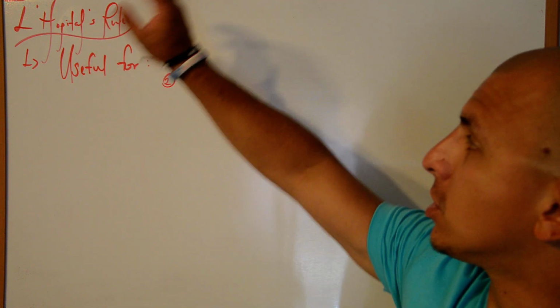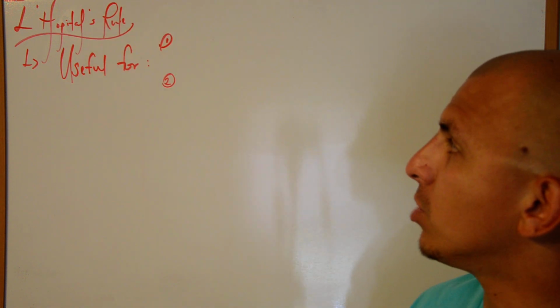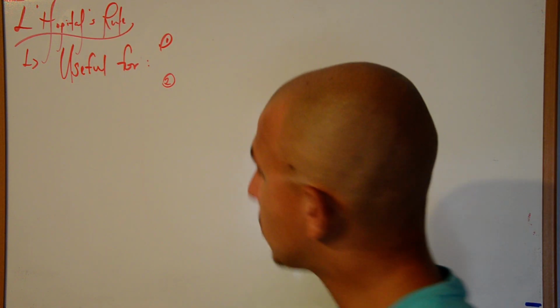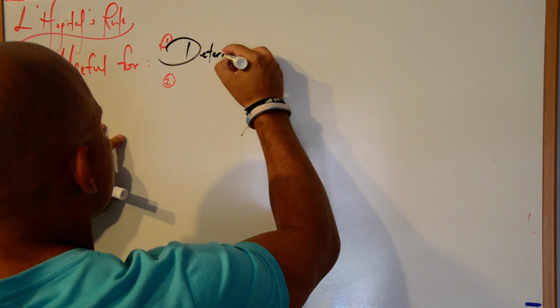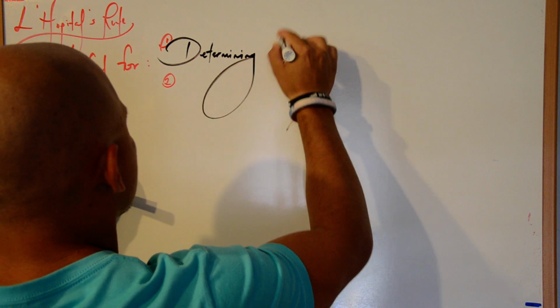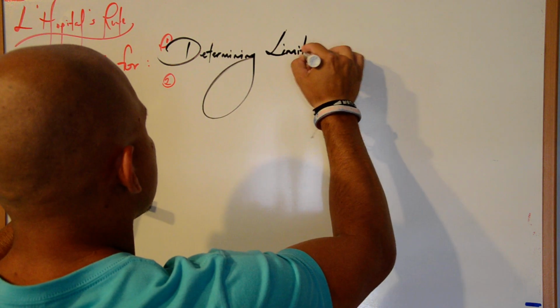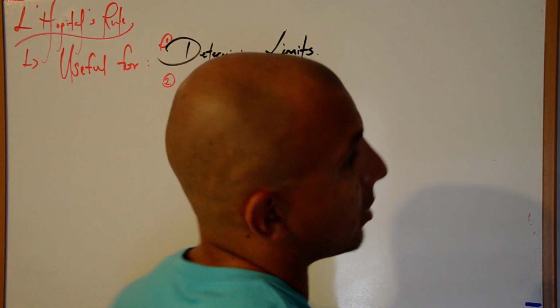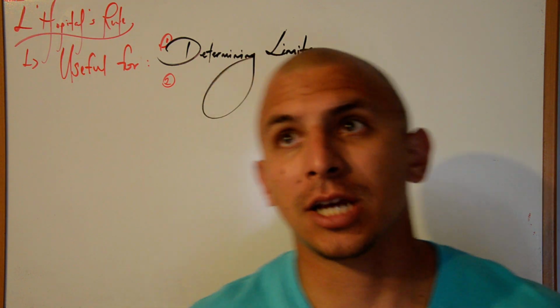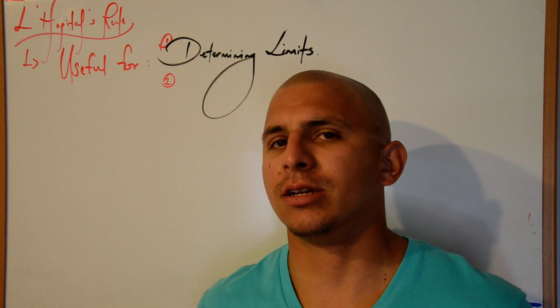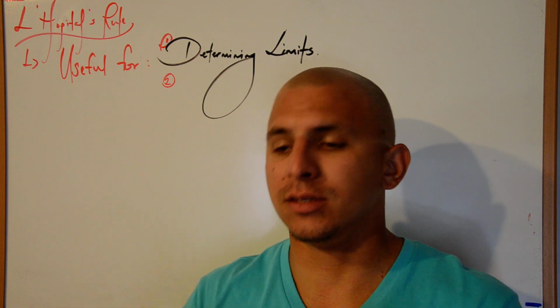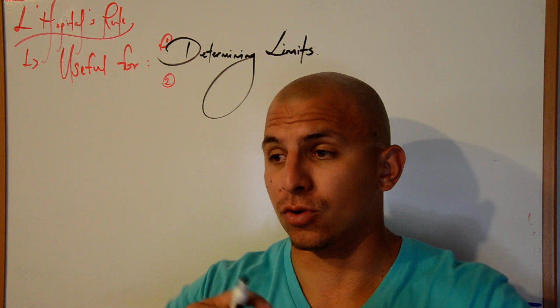So before we actually define what L'Hopital's rule is, it is useful, first and foremost, for determining limits. And if you're a calc vet, you're like, yeah, I wish we could just do this during the limit chapter. However, it kind of defeats the purpose of understanding what a limit is and setting the tone or the foundation for all of calculus.